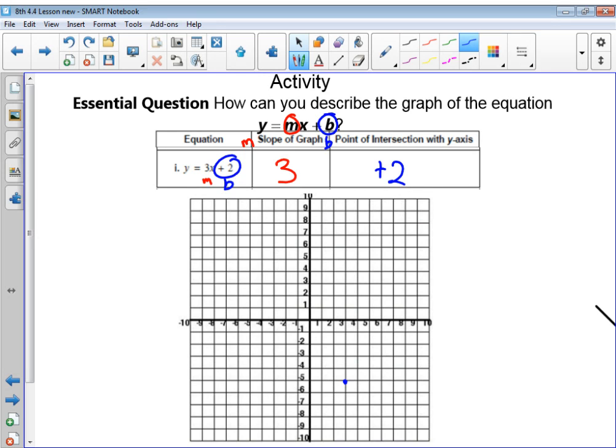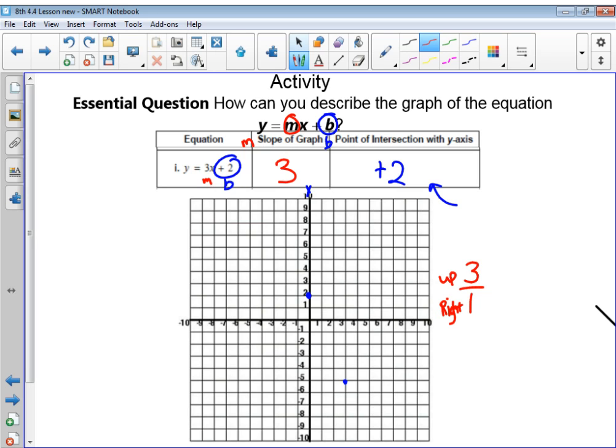Okay, so now when we graph this, we always start at our y-axis point, which was positive 2. So here's our y line. We're going to go to positive 2 and put a dot. And now we're going to follow our slope. So our slope is a positive 3. Remember, if it's a whole number, we always write it over 1. So I'm going to go up 3 and to the right 1.